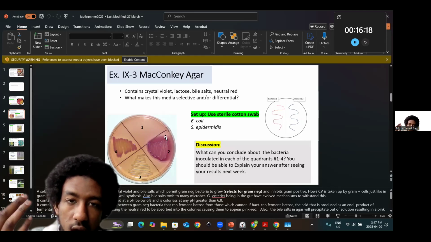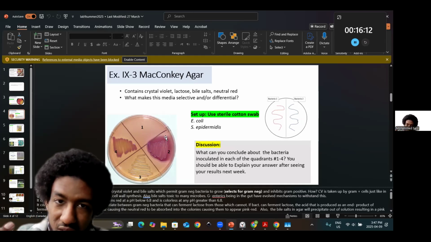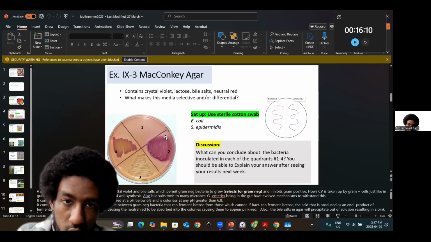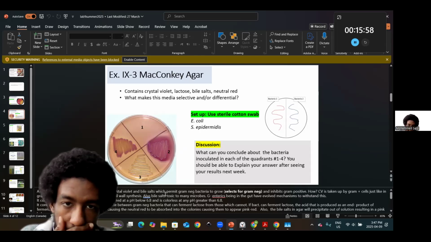And then the MacConkey agar plate, I'm just going to highlight that you have your dye, right? Crystal violet. We saw this for gram staining, darkish purple, right? And you have the bile salts, right? And so bear in mind that, as shown here, I want you guys to think about this. Crystal violet is a dye. Lactose is a metabolite, it's a sugar. Bile salts is a salt, right?